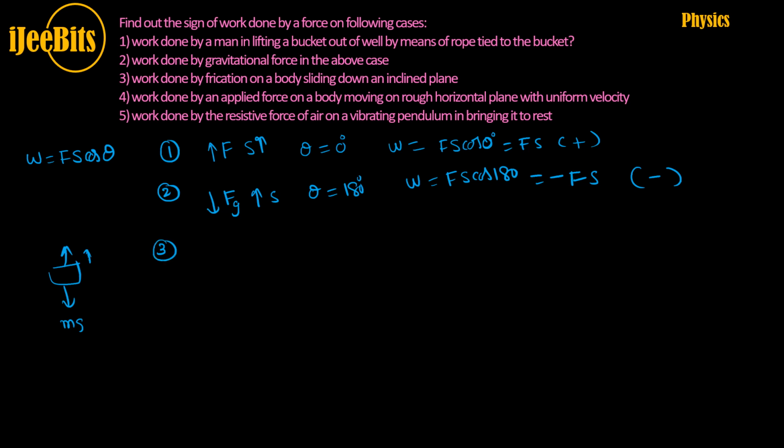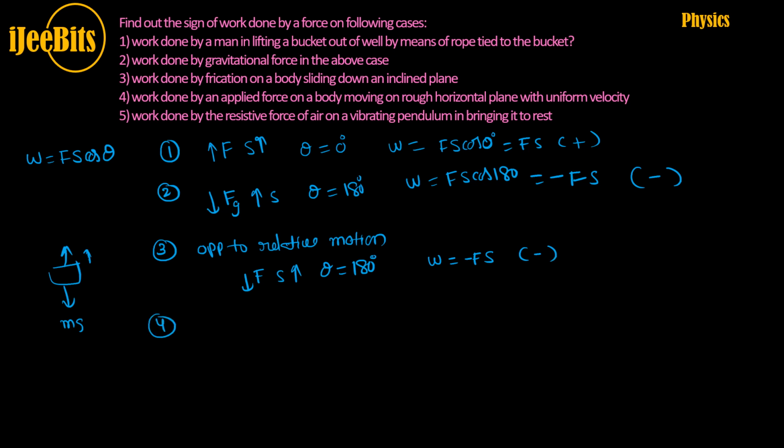Okay. What is the third case? Work done by the friction on a body sliding down an inclined plane. Friction is always in what direction? Opposite to relative motion. No question. Opposite to relative motion. And hence, same case, friction should be in the opposite direction to the displacement S, and hence theta is 180. When theta is 180, the work done would be negative Fs. So, negative case.